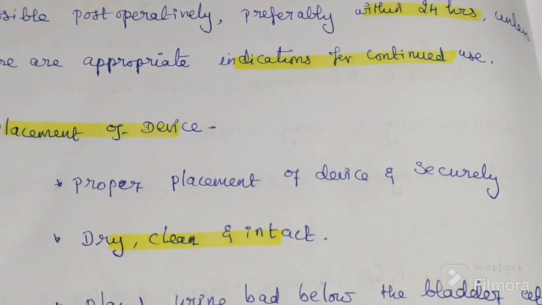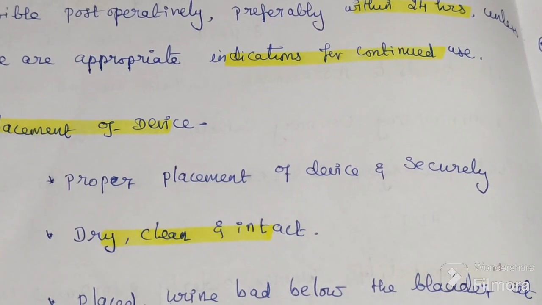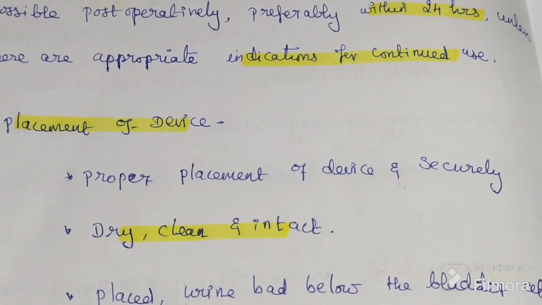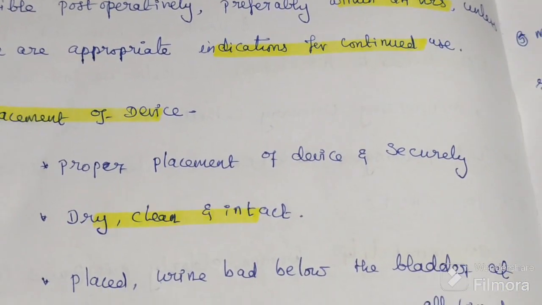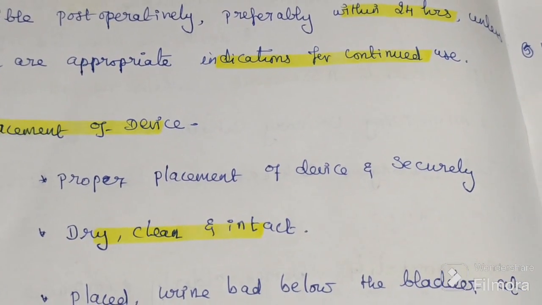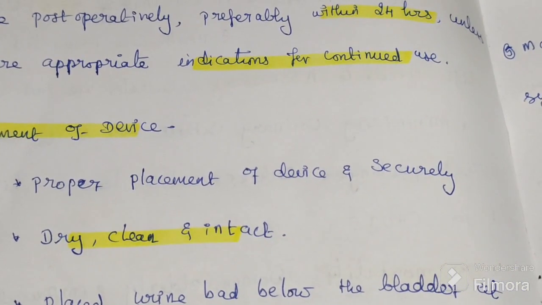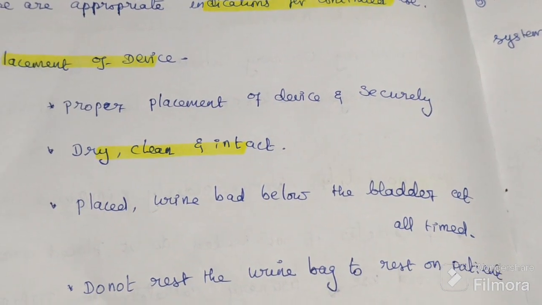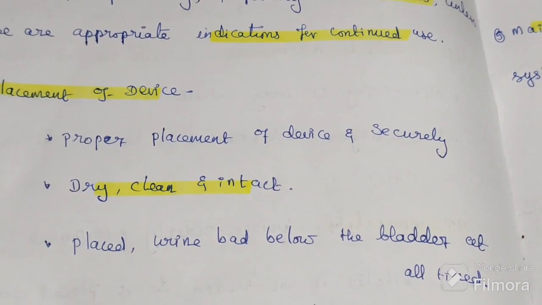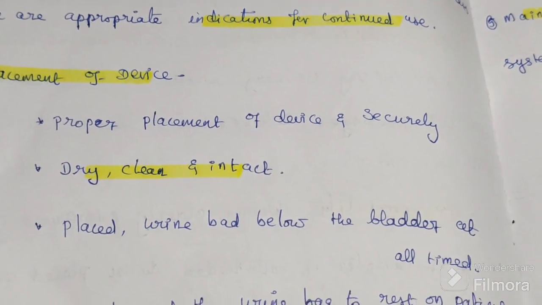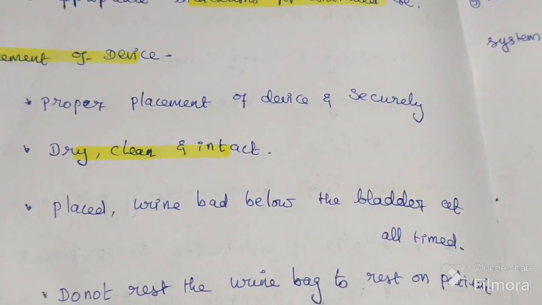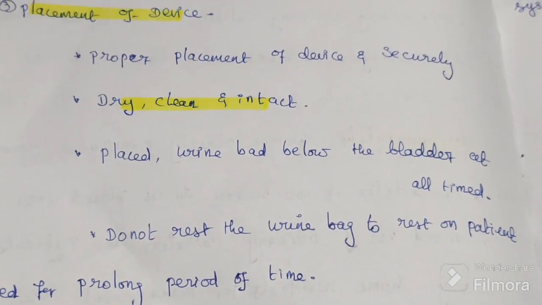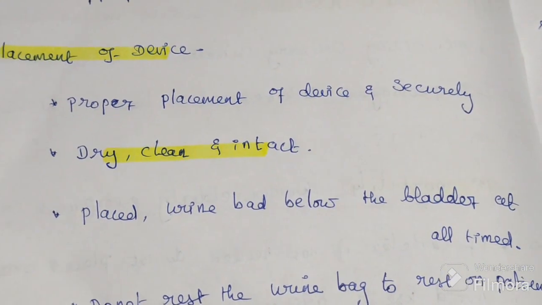Next, intervention and prevention of CAUTI, that is placement of device. We need to understand that we should place the device securely. Tubing must be free from kink. Needs to clip the bags properly to prevent kinking. Next, keep it clean, dry, intact.